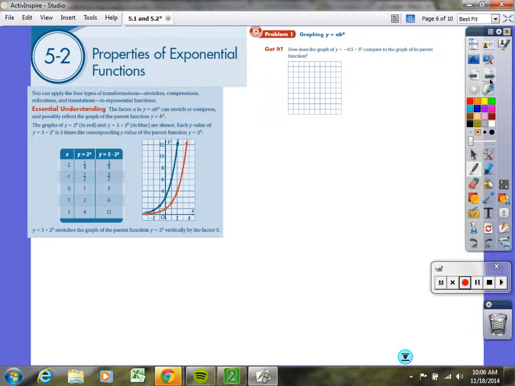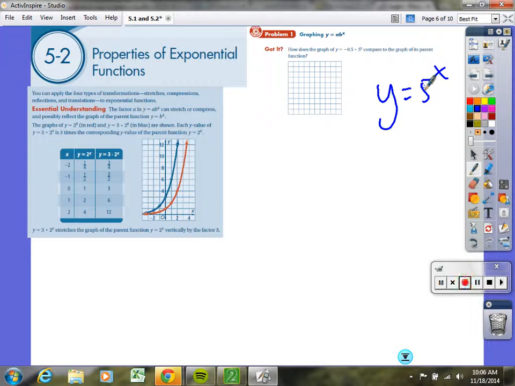Alright, so now we're doing the properties of exponential functions. So basically, guys, what are we going to do today? On this part, we're going to talk about what the graph does, which we've already known. If I had my parent function, y equals 5 to the x.